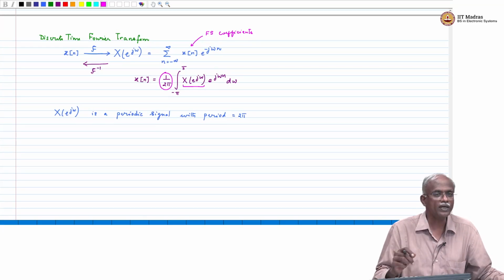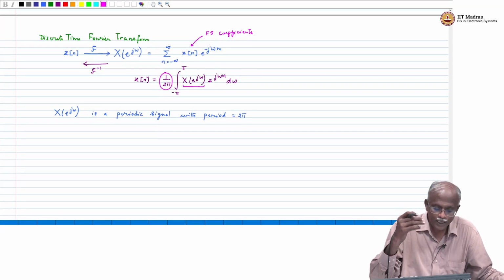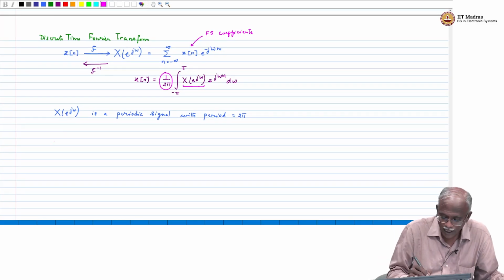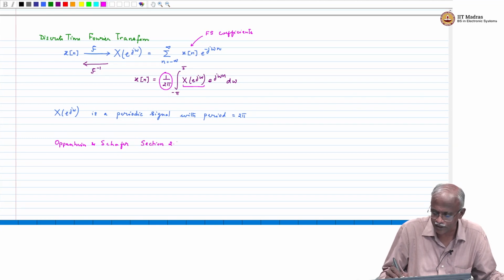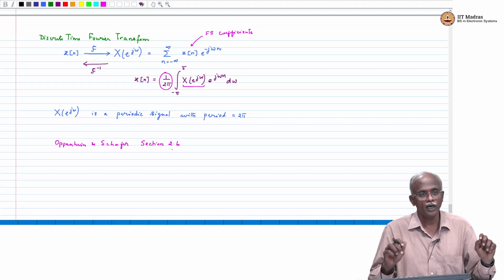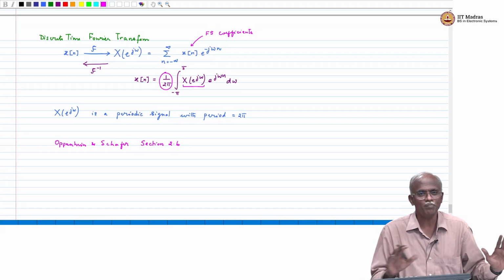So we will stop here, and I encourage you to read the relevant sections. This is covered in Oppenheim and Schafer, section 2.6. Okay, section 2.6, that's the frequency domain representation, and we will build on this starting in the next session. Okay, so do look at all the examples that we tried out.